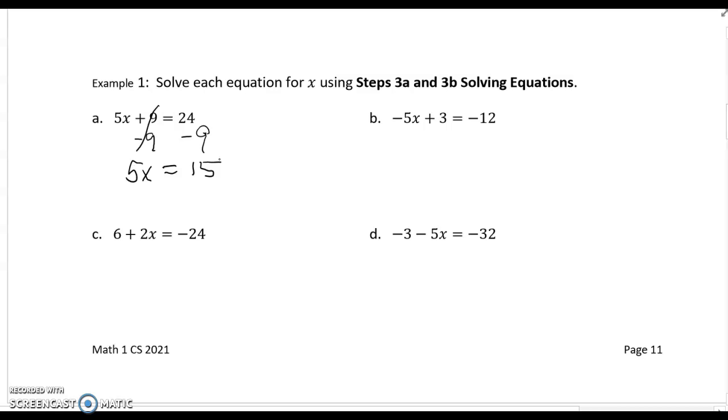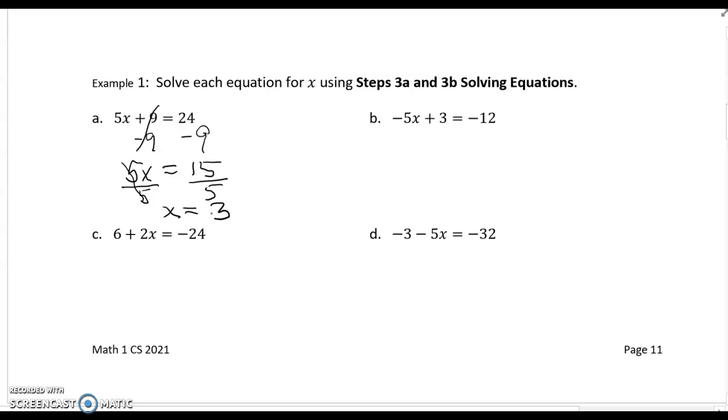Now we're going to undo the multiplication, because this is 5 times x. To get x by itself, we are going to do the inverse or opposite operation, which is division. So we're going to divide both sides by 5, and we get x is equal to 3.